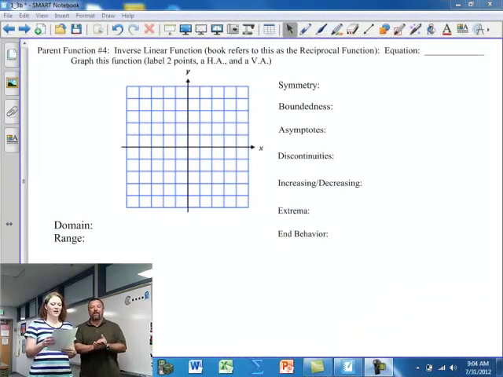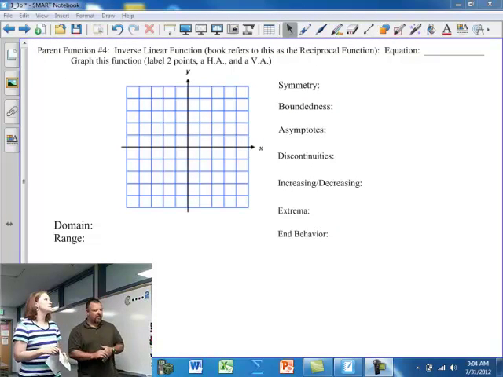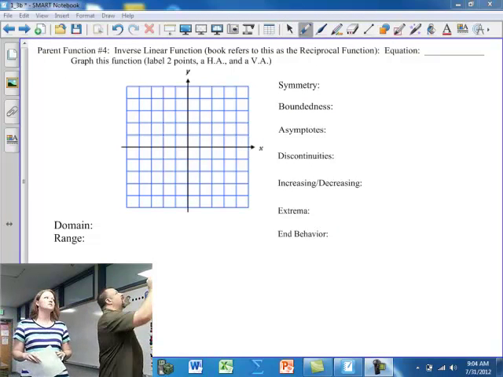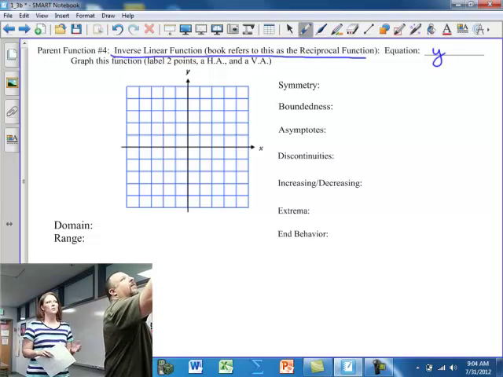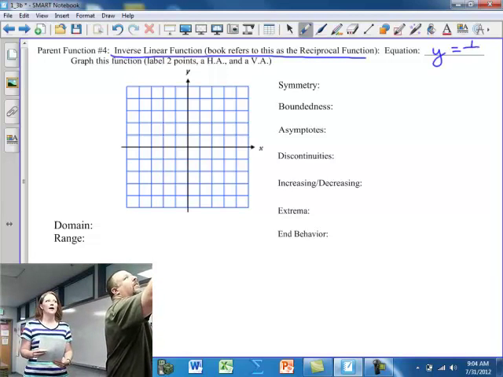All right, here we go. Parent function number 4. Parent function number 4 is the inverse linear function. Your book also calls it the reciprocal function. And your equation is f of x or y is equal to 1 over x, which is where they get the reciprocal word from.